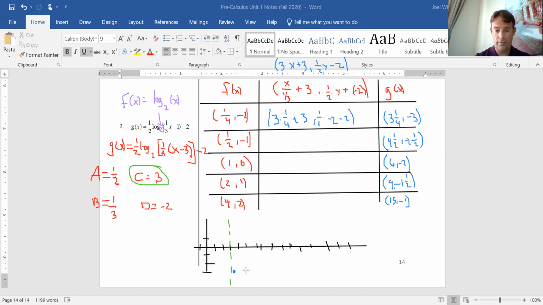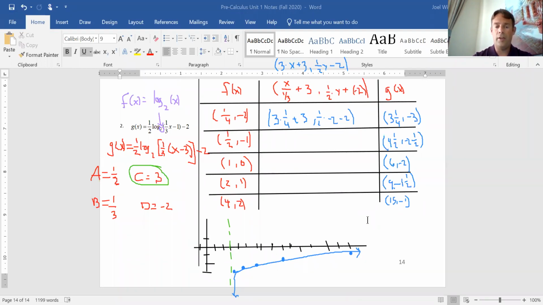4.5 and -2.5. That'd be about right about there. 6, -2. 3, 4, 5, 6. 9, -1/2. 7, 8, 9. That'd be right about there. And 15, -1. So we don't really get to see the drop too much, but we can see how this thing is really flattening out here. We really see that flattening out.